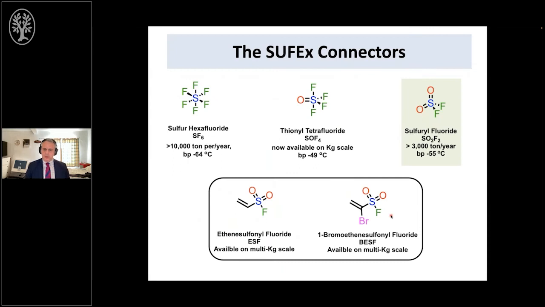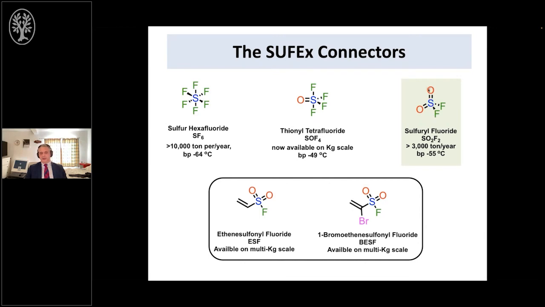But what do we mean by SuFEx connectors? Well, the concept is that we can take a sulfur center with fluoride substitution, generally high oxidation state, and hopefully we could substitute each of those fluorides. Now, SF6 would be the greatest connector of all time, I think, but unfortunately it's just too stable. So we have to settle for more reactive sulfur fluoride compounds. Thionyl tetrafluoride is the multi-dimensional connector that Floris mentioned earlier on. I'm not going to go into too much detail about this, but another connector here is sulfuryl fluoride.